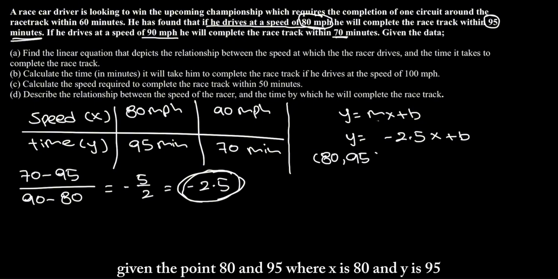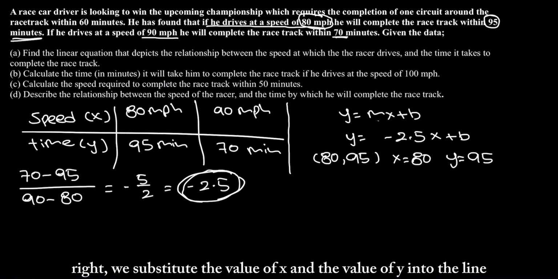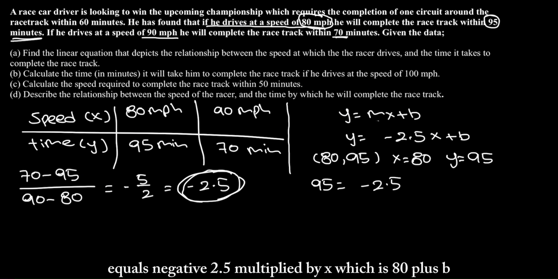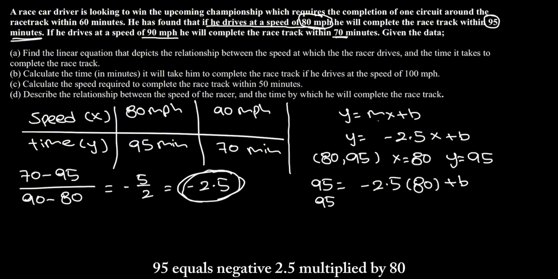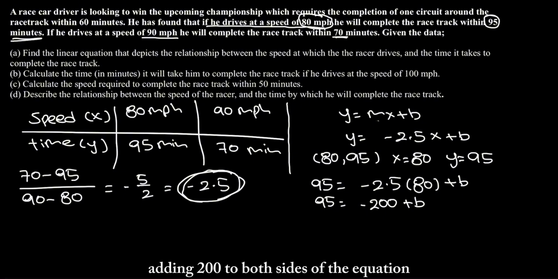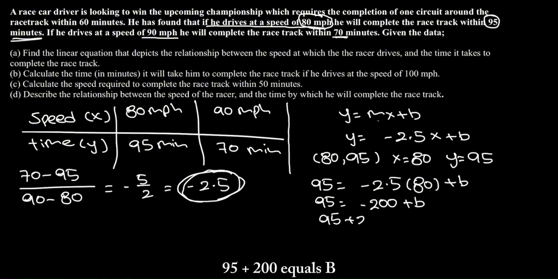Given the point 80 and 95, where x is 80 and y is 95, right? We substitute the value of x and the value of y into the line and solve for b. Y, which is 95, equals negative 2.5 multiplied by x, which is 80, plus b. 95 equals negative 2.5 multiplied by 80, and that is negative 200, plus b. Adding 200 to both sides of the equation, 95 plus 200 equals b.